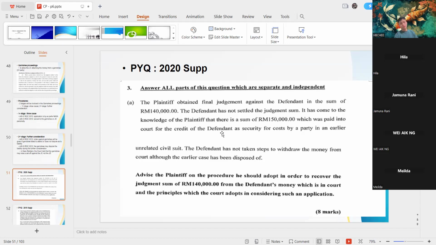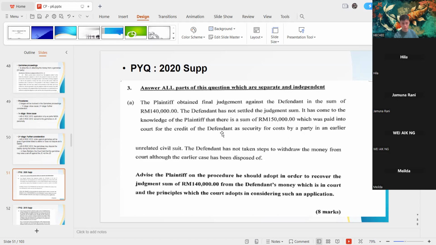From Order 49 Rule 9, this is your conclusion already. However, to advise whether the plaintiff can recover the judgment sum pursuant to Order 49 Rule 9, garnishing proceeding is not applicable, but you may file a notice of application to the court to recover the sum. So this is very tricky.